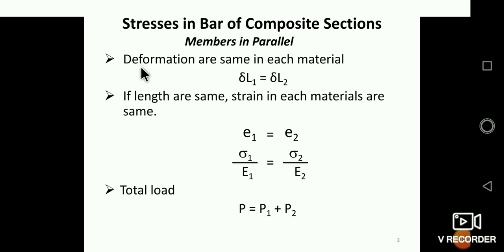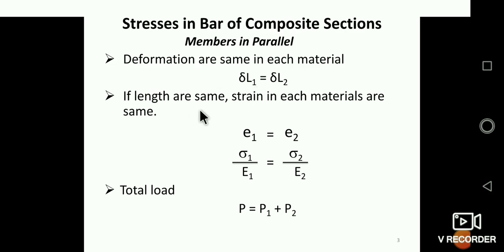The first point is deformation is the same in each material, meaning delta L1 is equal to delta L2. A composite section means a section consisting of more than one member. Whatever the change in dimensions or deformation there will be, the deformation between both the members we consider as same, meaning delta L1 is equal to delta L2.